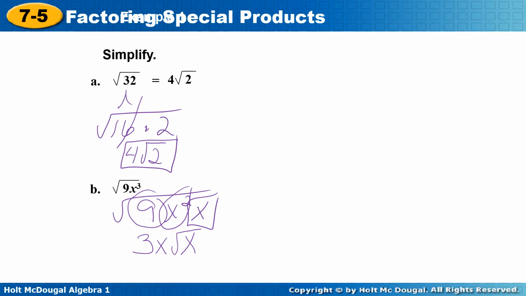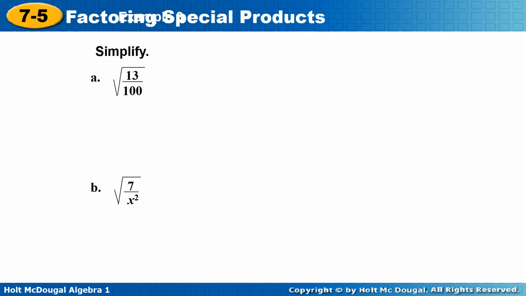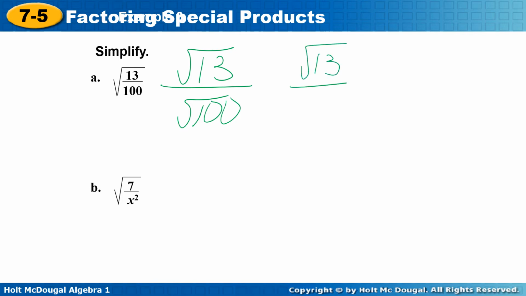Then we have over here some fractions. Okay, as I said before, we could break it up into the numerator and the denominator. So for the first one, we can say the square root of 13 over the square root of 100. Well, the square root of 13 cannot be simplified any further. 13 is prime. There's no perfect squares that go into it. So we're going to leave that as the square root of 13. Square root of 100 is 10.